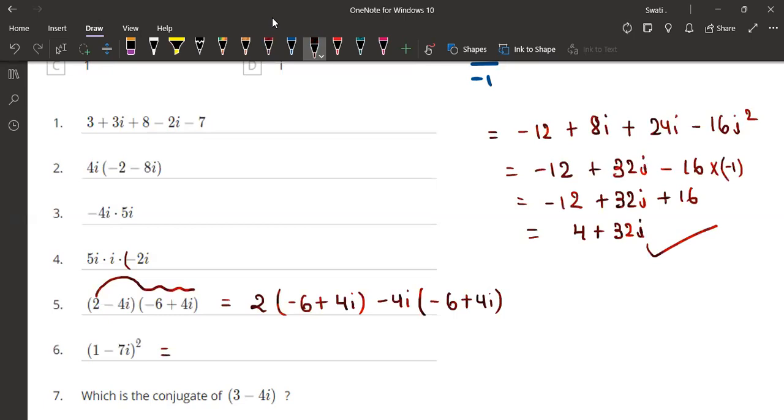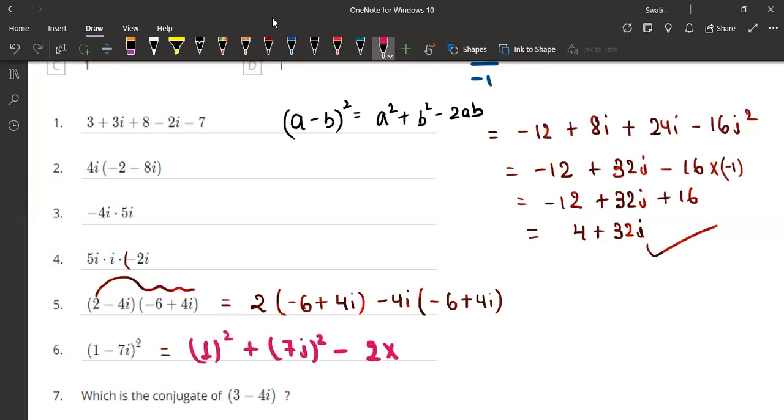We know that a minus b whole square is a square minus 2ab plus b square, right? So the formula is a minus b whole square, that is simply a square plus b square minus 2ab. If you want, you can keep this minus 2ab in the middle as well. So this will become a square, that means 1 square, plus b square, that means 7i whole square, minus 2ab. So minus 2 into a is 1 and b is 7i, right? Okay, 1 square is 1, 7 square is 49, and i square is i square, of course. This will become minus 2 times 1 is 2, 2 times 7 is 14i.